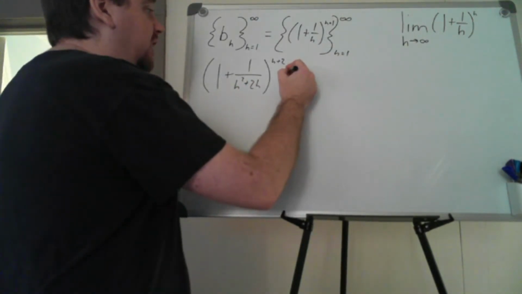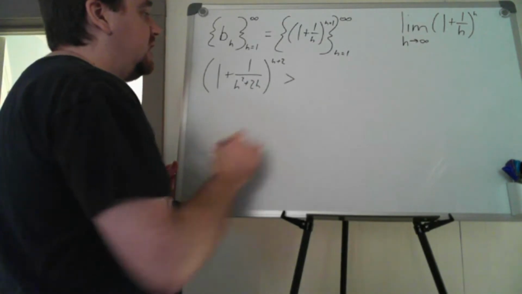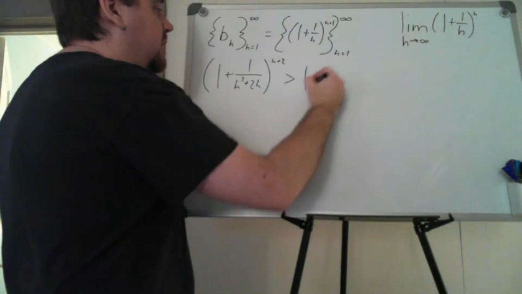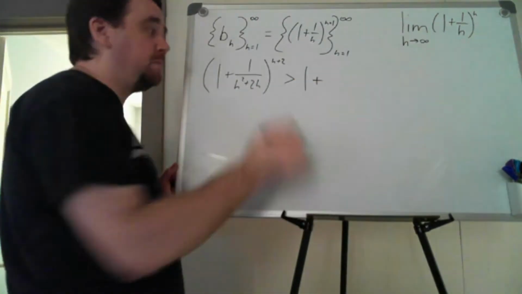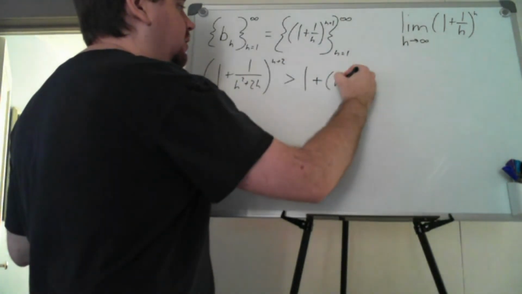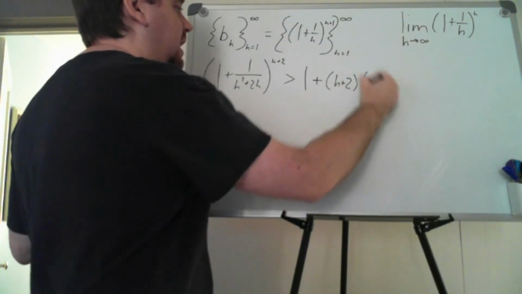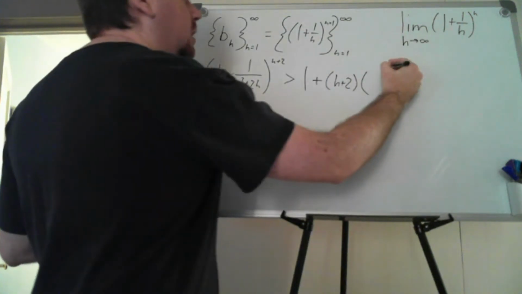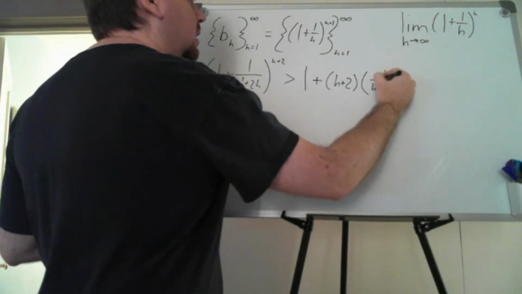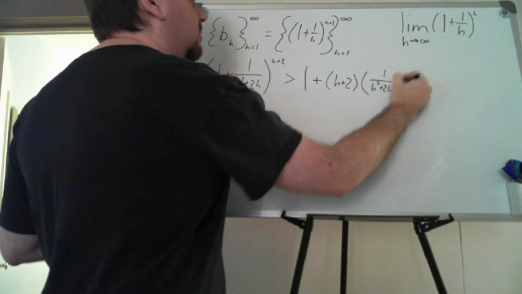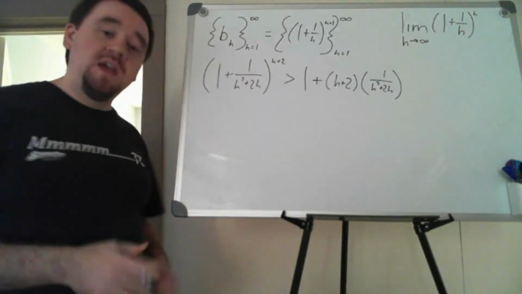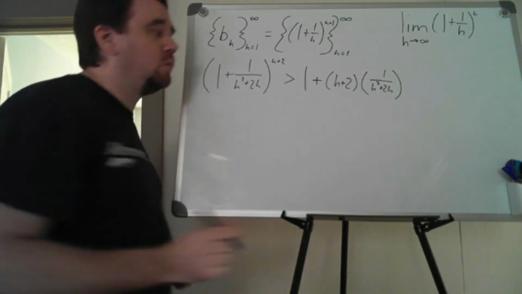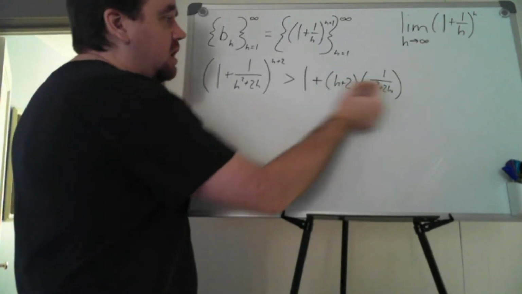So we can say, without doubt, that this is greater than 1 plus kc. K being h plus 2 times c being 1 over (h squared plus 2h). And now we just simplify. Okay. Well, again, I'm multiplying here.